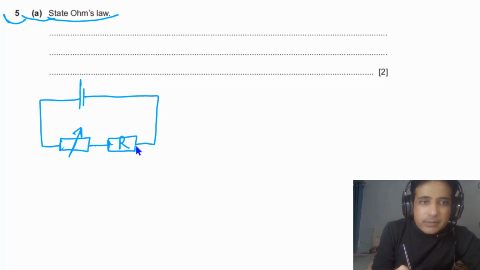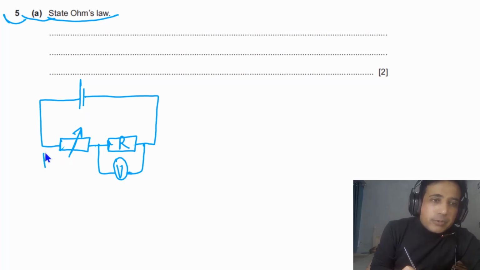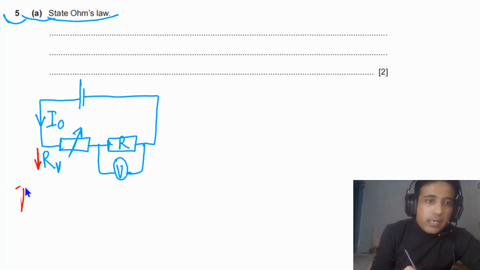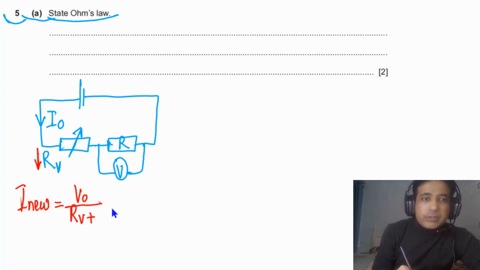In this case, we can also connect a voltmeter across this resistor, so we can find the potential difference across this fixed resistor. Let's say the initial resistance of the variable resistor is RV, and the initial current in the circuit is I naught. Now if we decrease the resistance of this variable resistor, I hope you will say the current I will increase, meaning there will be more current in the circuit. Current in the circuit is equal to the EMF of the power supply divided by the total resistance in the circuit, so we have RV plus R. If we decrease RV, I will increase.